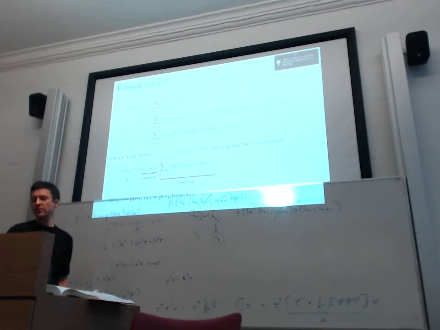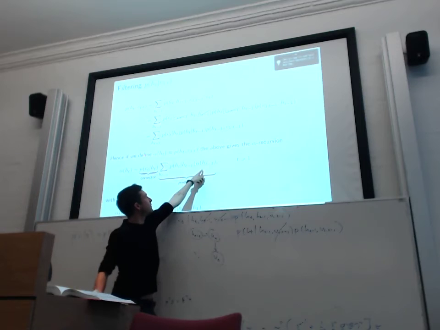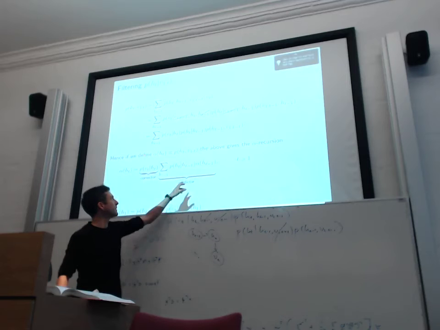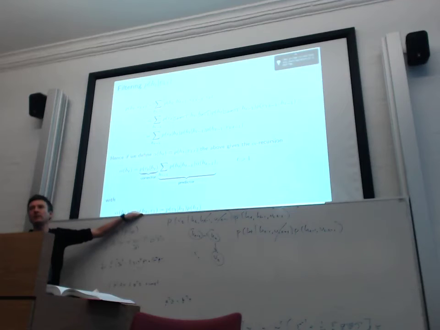I get this recursion that alpha HT is, I can bring that VT given HT outside, and the sum over HT minus 1 of this transition times the previous alpha. So this is called the classical predictor corrector method from the 1960s. You're essentially taking your previous filter distribution and pushing it through the transition, so you're going to the next time step, so that's why it's called a predictor. And then you're correcting it by the actual observation that you observe at time t. So it's kind of a correction of your prediction. That's why they call it that.